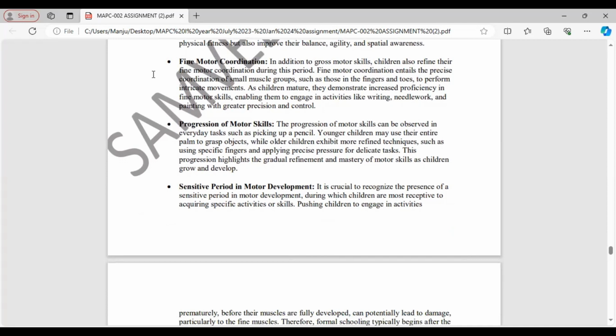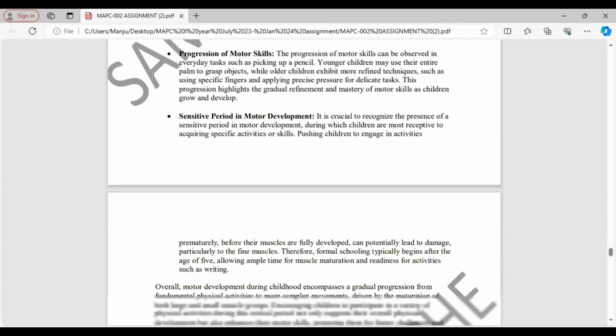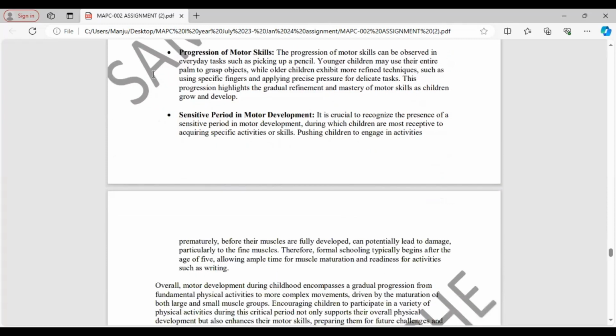Progression of motor skills. This can be observed in everyday tasks such as picking up a pencil. Younger children use their entire palm to grasp objects, while older children exhibit more refined techniques such as using specific fingers or applying precise pressure for delicate tasks. Then, sensitive period in motor development.